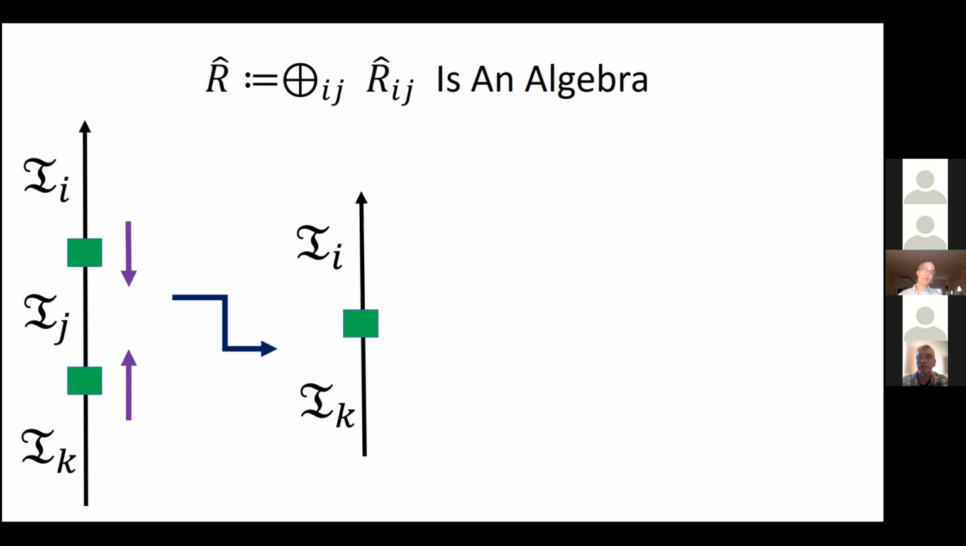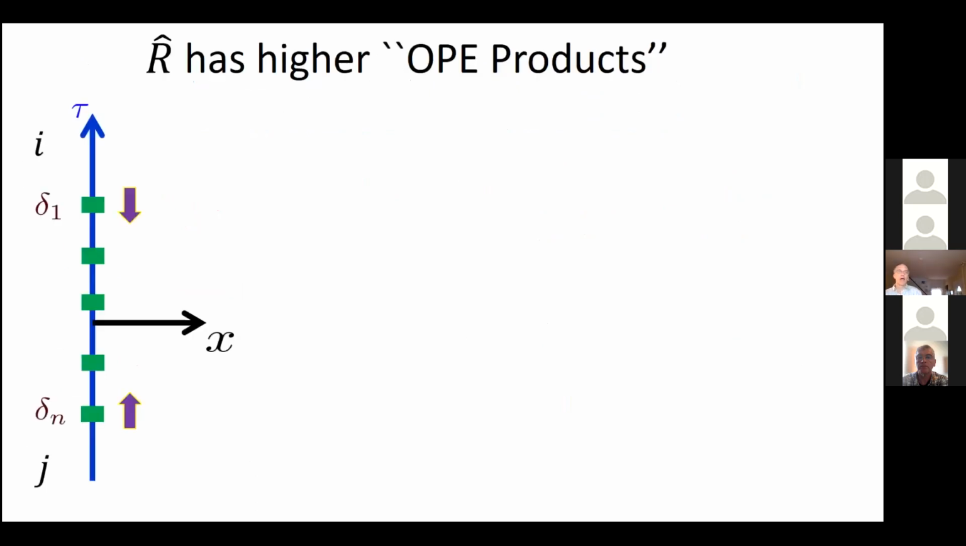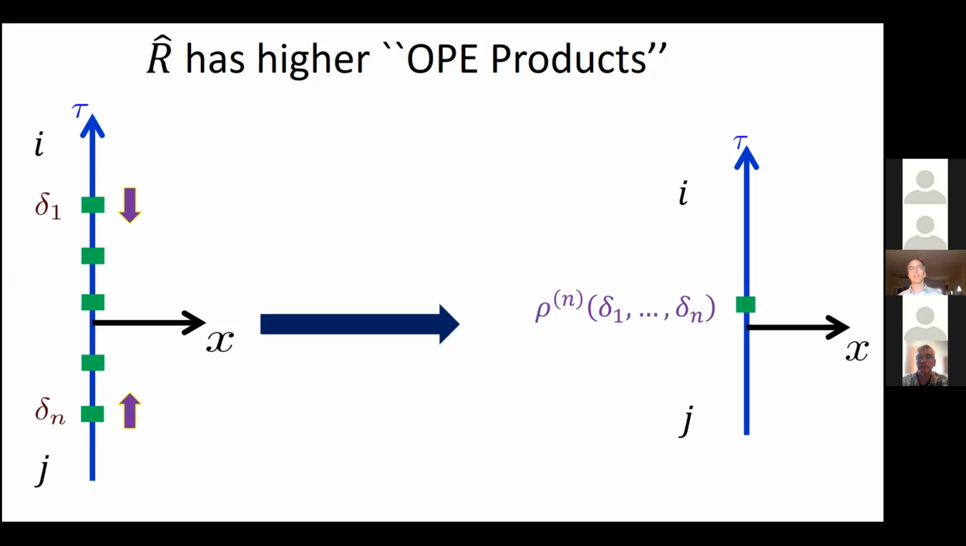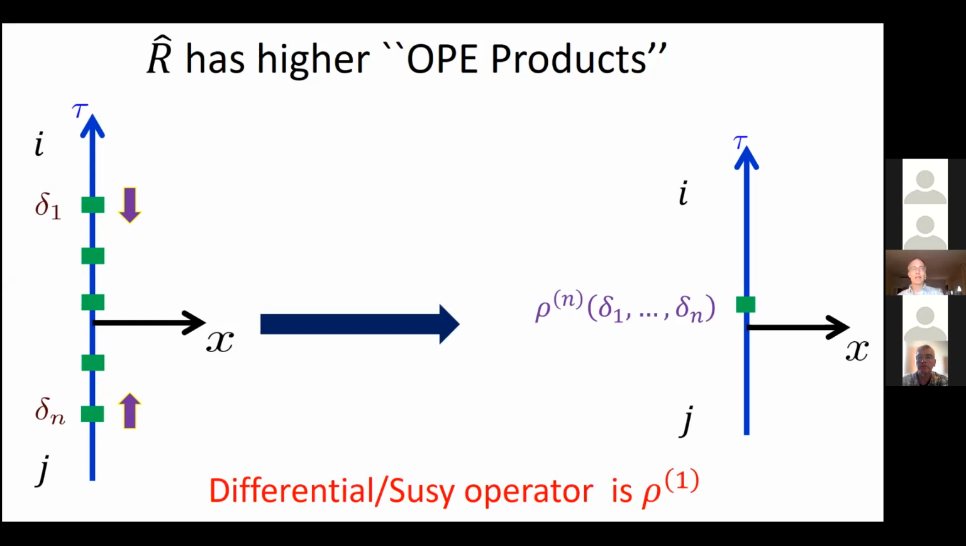Because of the supersymmetry, the operators will not have a singularity in the operator product expansion. It's a little different from conformal field theory. And so we just multiply them. And that gives us a bilinear operation, R hat IJ tensor R hat JK to R hat IK. And in fact, there are higher operator products where we simultaneously collide n successive boundary condition changing operators. I'll call that operation rho n. If I include n equals 1, n equals 1 would be the supersymmetry operator.